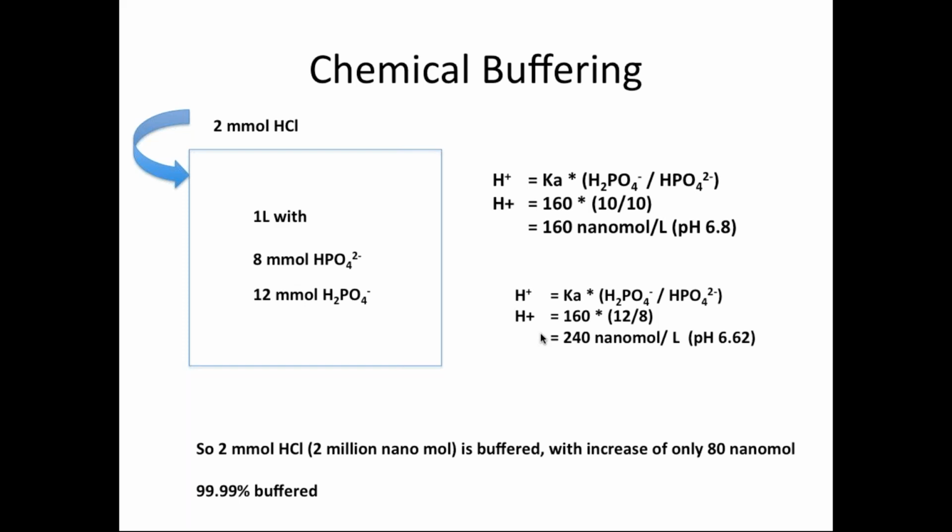So actually 99.99% of the H plus that was added has actually been buffered. And the pH or the H plus ion concentration has only gone up by 80 nanomoles. So this chemical buffering is a very strong and efficient system in buffering for the human body as well.